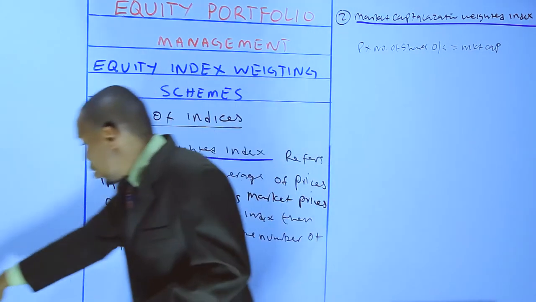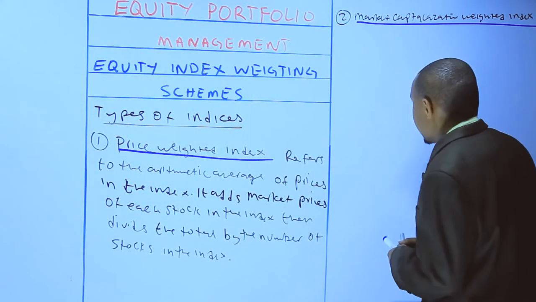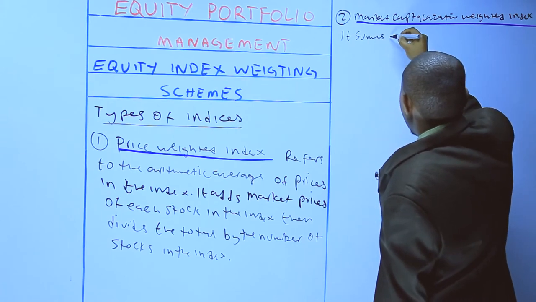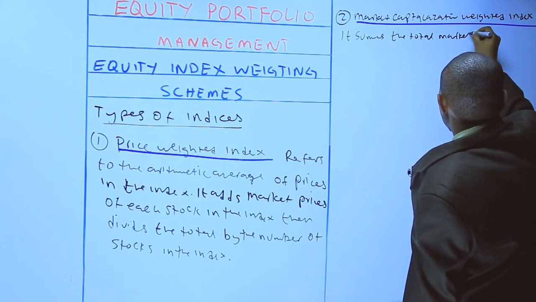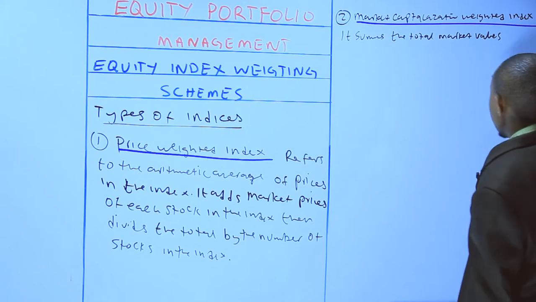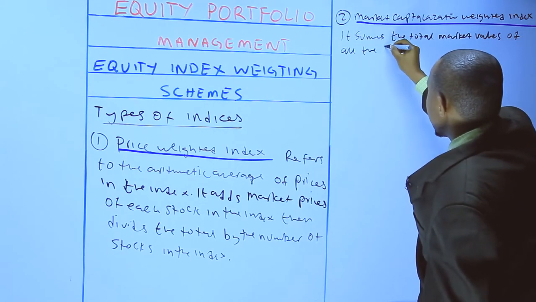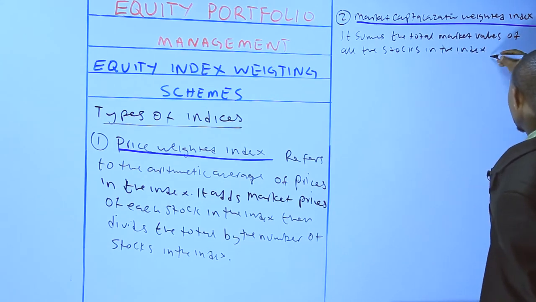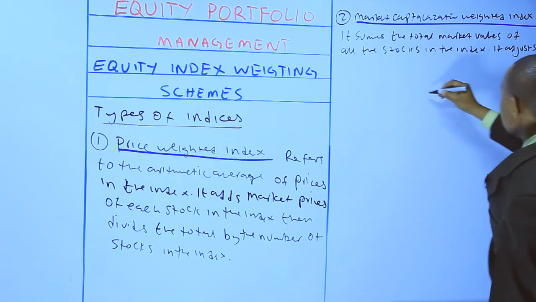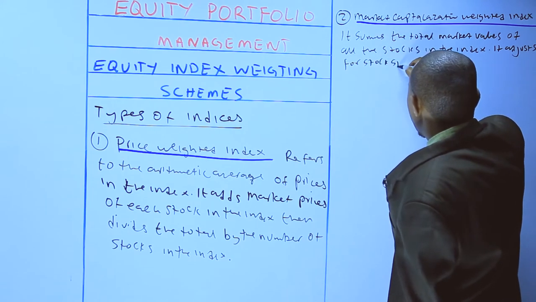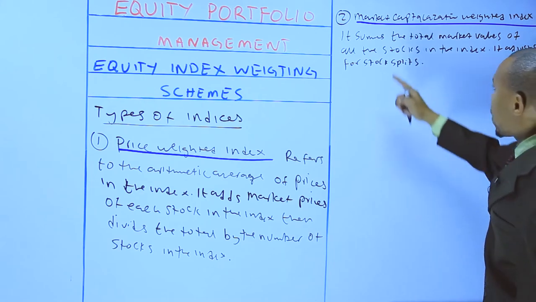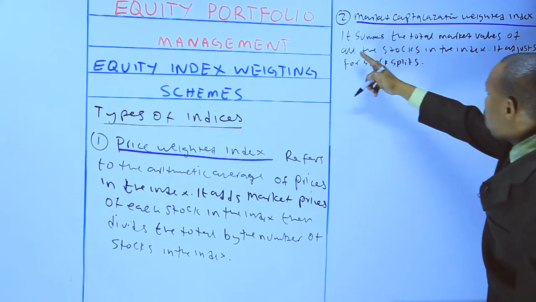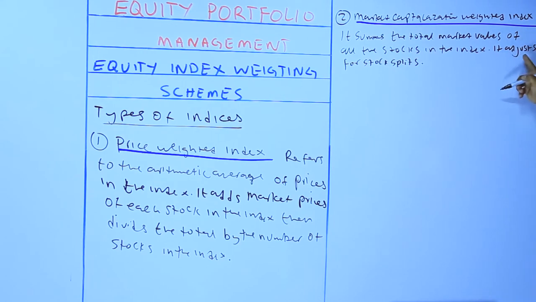Now, let's explain what the market cap weighted index is all about. You can say it sums the total market values of all the stocks in the index. It adjusts for stock splits. We are saying the market capitalization weighted index sums the total market values of all the stocks in the index. It adjusts for stock splits.